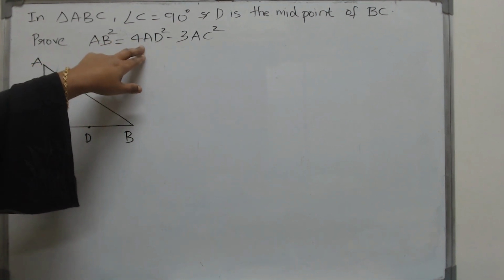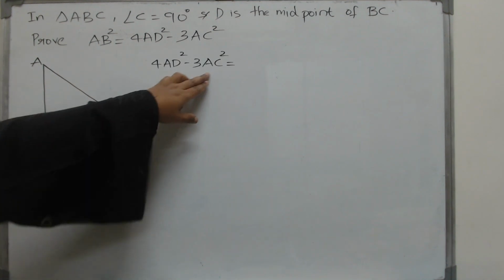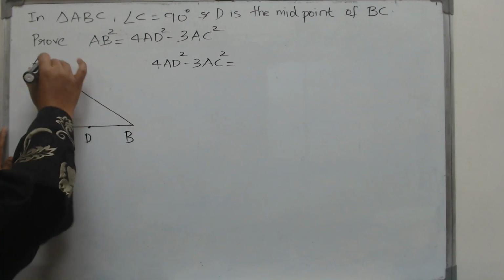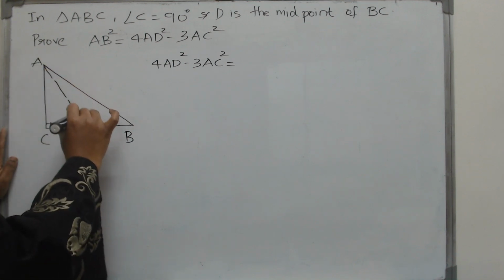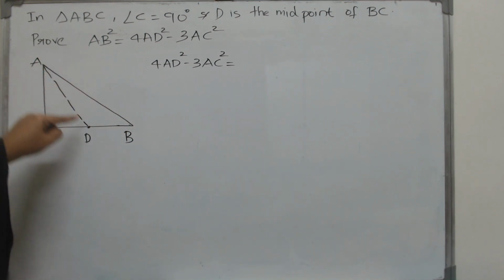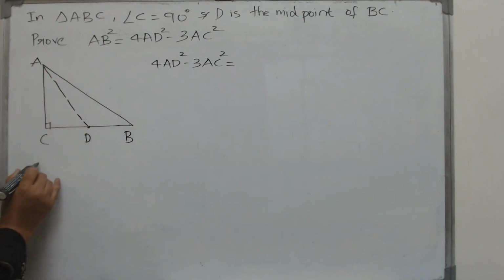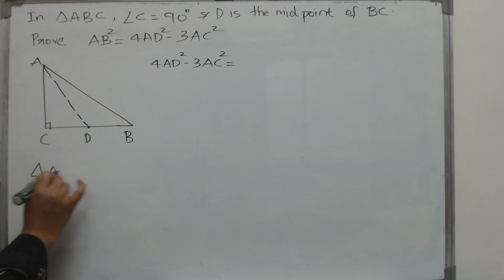Let us start with the RHS. Now, if you look at the RHS, you see an AD, right? So, let us construct AD. Then what do you see? So when we join the points AD, what you get is a right angle ACD.